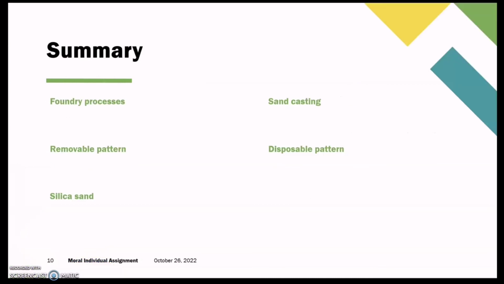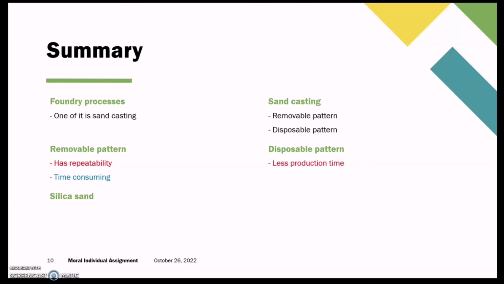So this is a summary of what I have shared so far. In foundry processes, one of the foundry processes is sand casting. In sand casting, we have removable pattern and disposable pattern. In removable pattern, the advantage is that it has repeatability, but it is time consuming. In disposable pattern, it has less production time, but it has no repeatability.